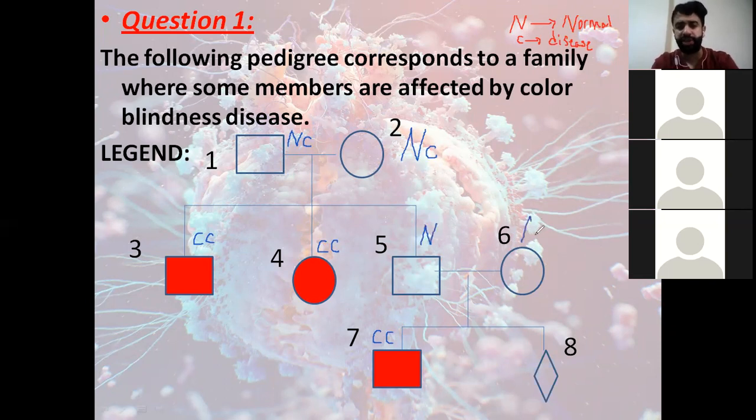5 and 6, both of them are NC. Why NC? First of all, they are normal, but they gave birth to an affected child who is 7, so they should carry the allele C. So both of them are NC and NC.